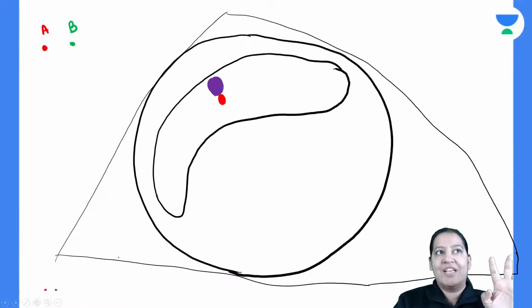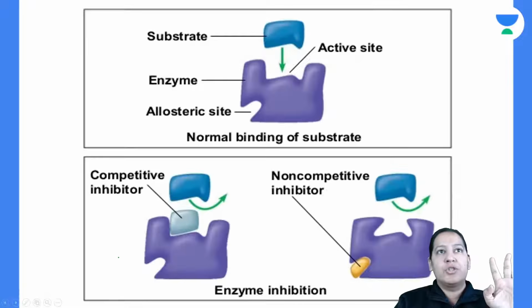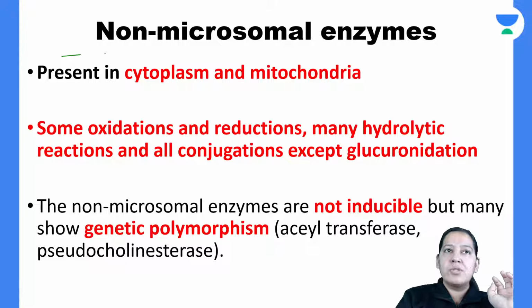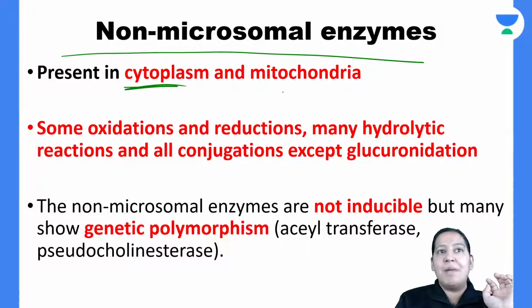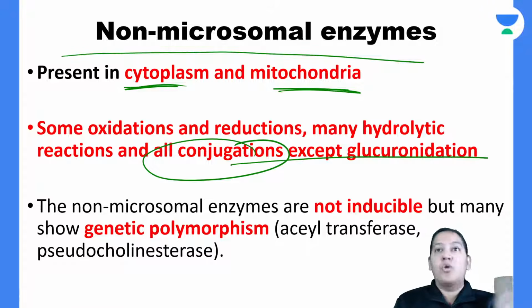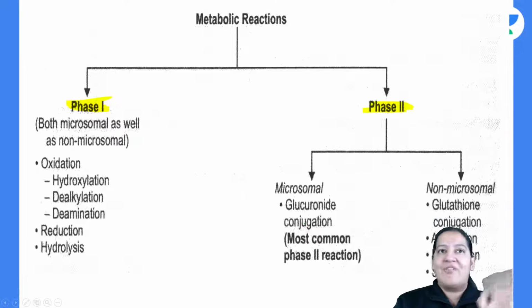I will explain you. I will take both the situations. I will come to that. And non-microsomal enzymes are the enzymes which are present in the cytoplasm and mitochondria. So they take all conjugation except glucuronidation, and cyclization, decyclization, and some oxidation, reduction, and hydrolytic reactions also, right? But these are non-inducible, so there is no drug-drug interaction in them. So these are safe. Okay, have you got it?